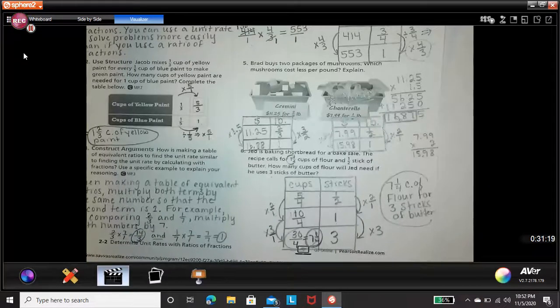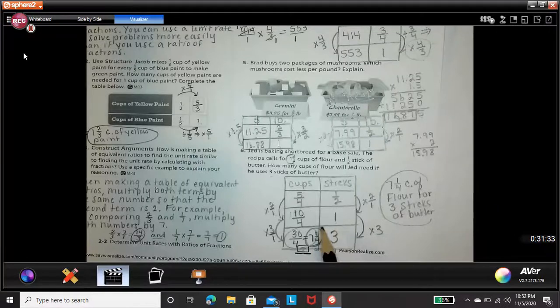Okay, so the big lesson here is using unit rates to help you solve problems or to compare prices to find the better deal because it is easier to understand an answer when you are in a unit rate.